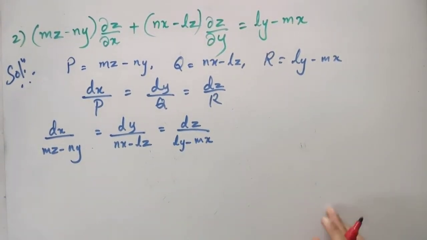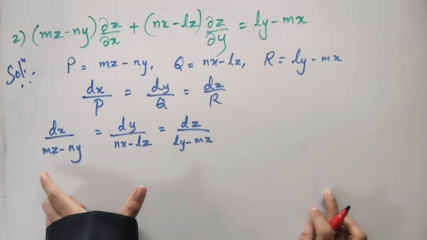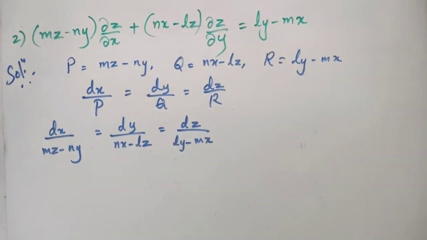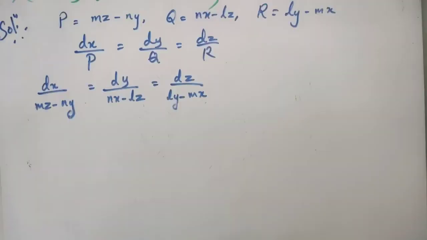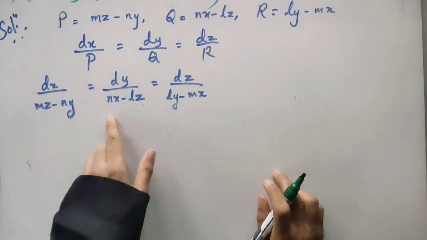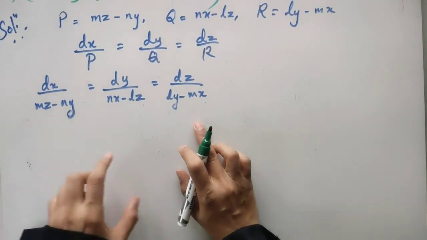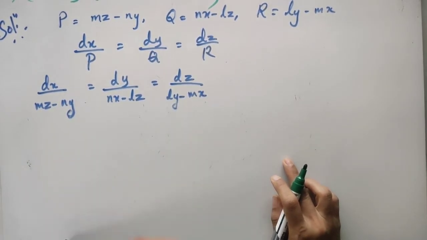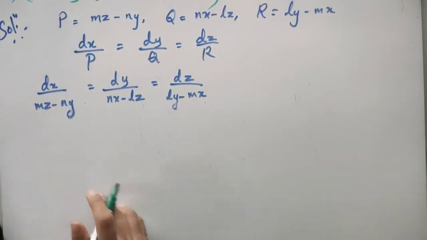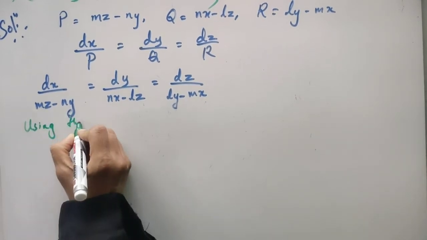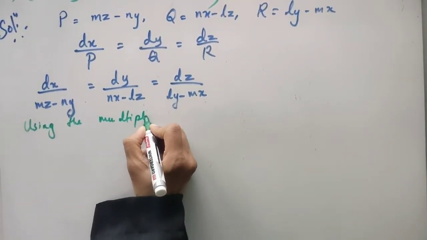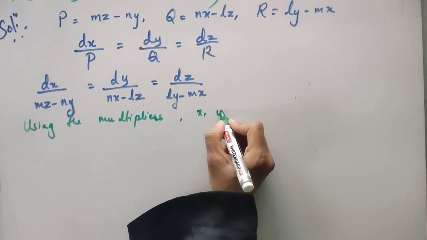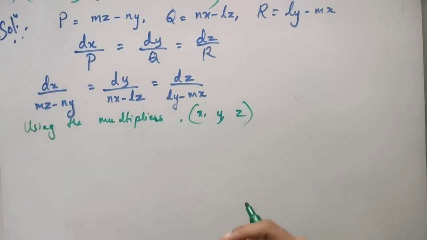Now if you consider any two at a time, the first two or the last two or the first and the last one, you cannot separate the variables and solve them. If I consider the first two of the ratios or the next two of the ratios or the first and the last ratio, we are unable to simplify it or separate the variables. So for this typical kind of problem, what we do is we use the multipliers and solve. Using the multipliers x, y and z for the first set.